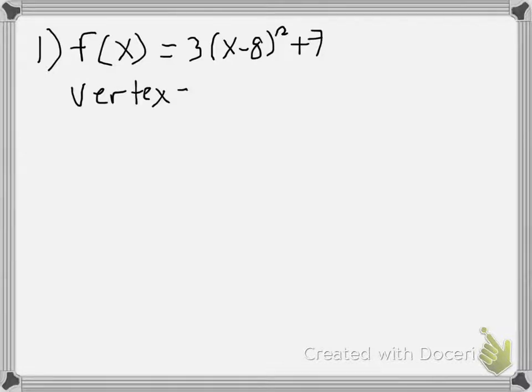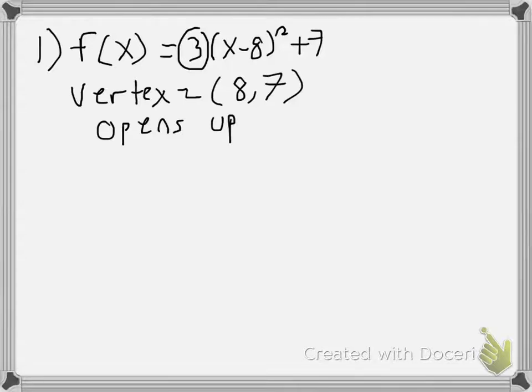The first thing we want is the vertex. What's nice is this is in the standard form for you, so the vertex is going to be (8, 7). Don't have to do any work. How does this open? Well, this is a. It's positive, so it opens up. And last but not least, the transformation. Well, the transformation is the 3. You should know this: a vertical stretch. And that's it for number 1.